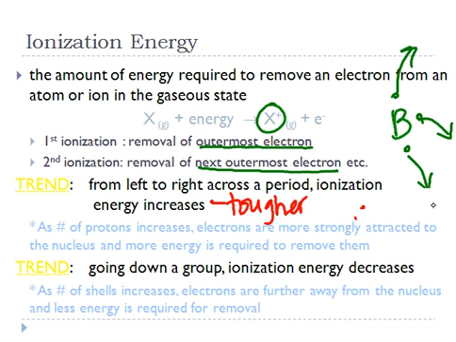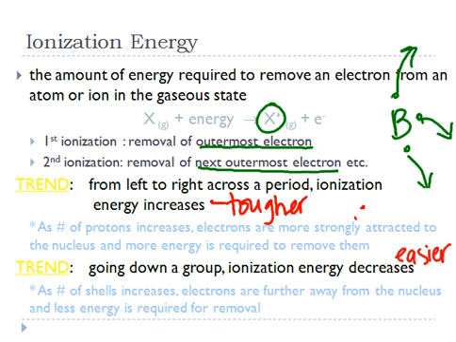And then the trend going down a group is that the ionization energy decreases, which means that it's easier to remove an electron. And that's because you're increasing the number of shells. So as the number of shells increases going down a group, electrons are farther away from the nucleus, and therefore less energy is required for them to be removed.